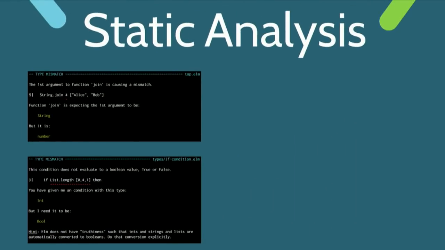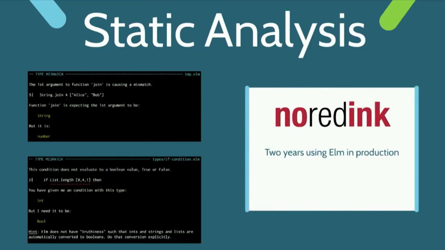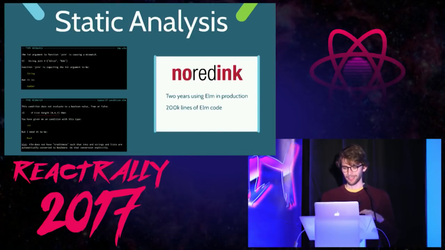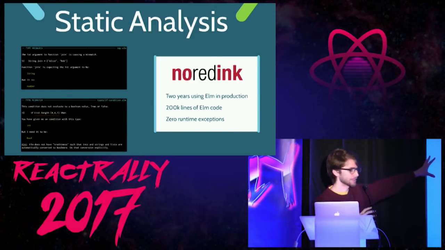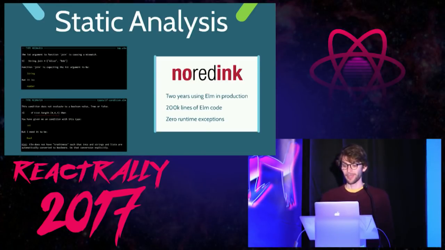Now, I think those examples don't really show what this means in a large setting. So I work at this company called NoWrite Inc., and we've been using Elm for about 2 years now. We have about 200,000 lines of Elm code, and there have been 0 runtime exceptions in production. The kinds of things that this is catching is really extensive, and it's doing it in a way that feels like a pair programmer saying, hey, did you think about this case? Did you think about that case?